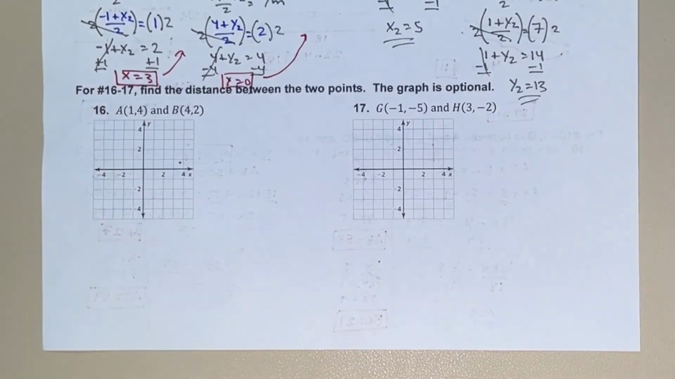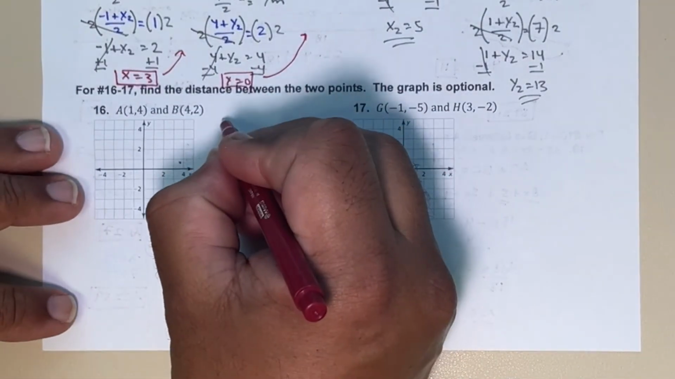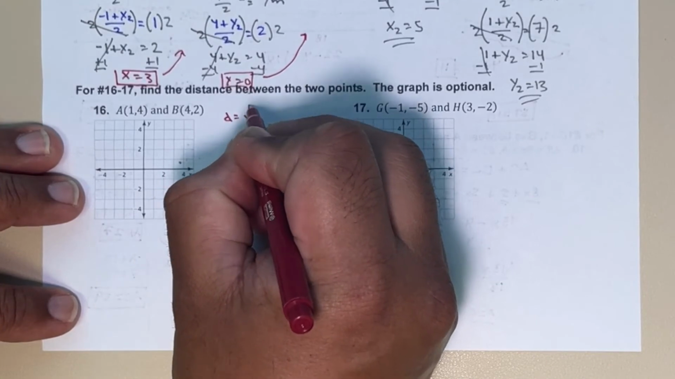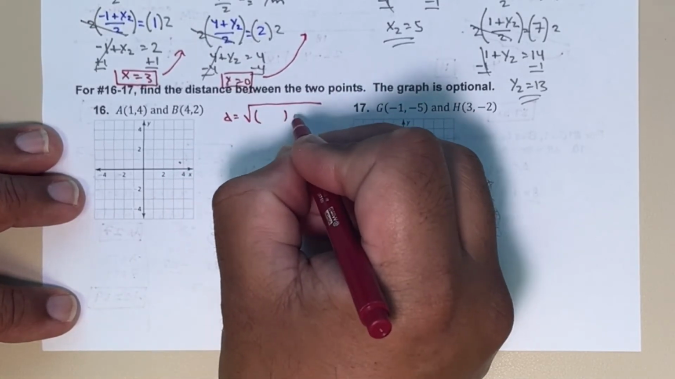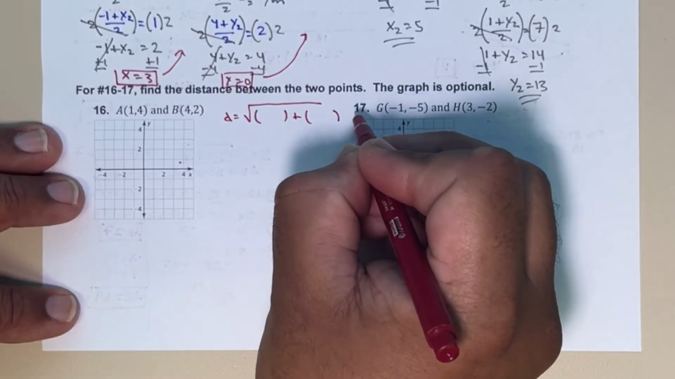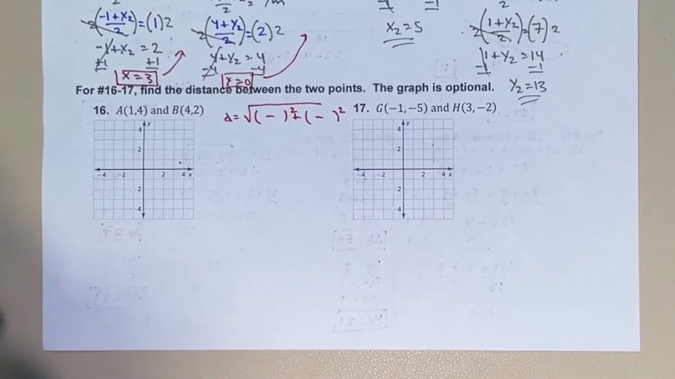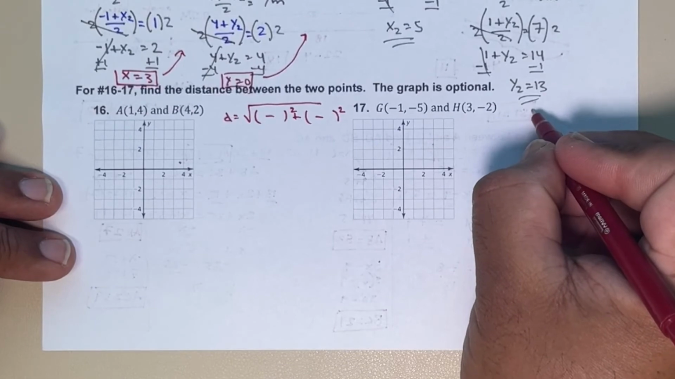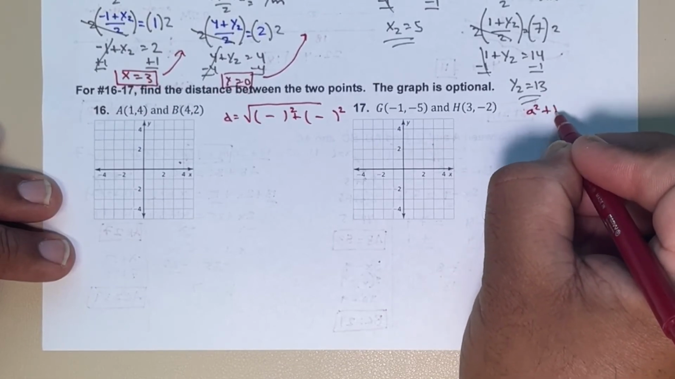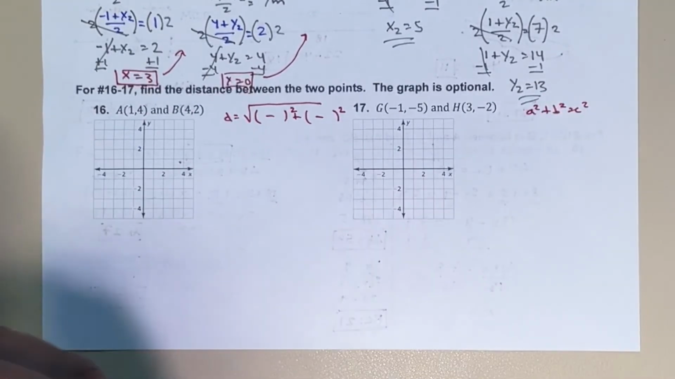Okay, and then the last one here, find the distance between 2 points. I can use the distance formula or Pythagorean theorem. I'm going to write the distance formula here. So I got 2 sets of parentheses with a plus sign in between. Put squares on both and negatives on both. Then I got my Pythagorean theorem: a squared plus b squared equals c squared.